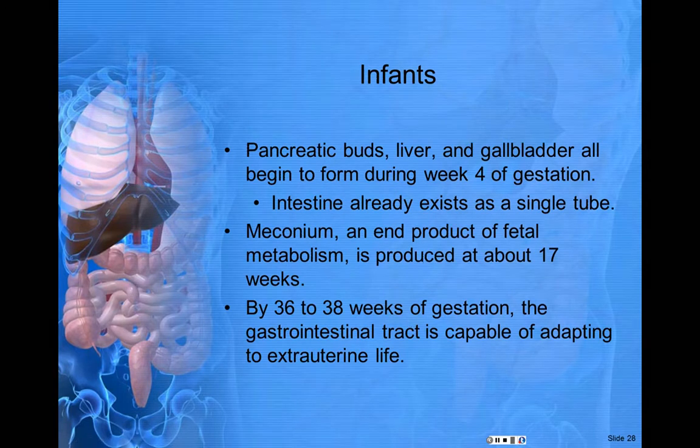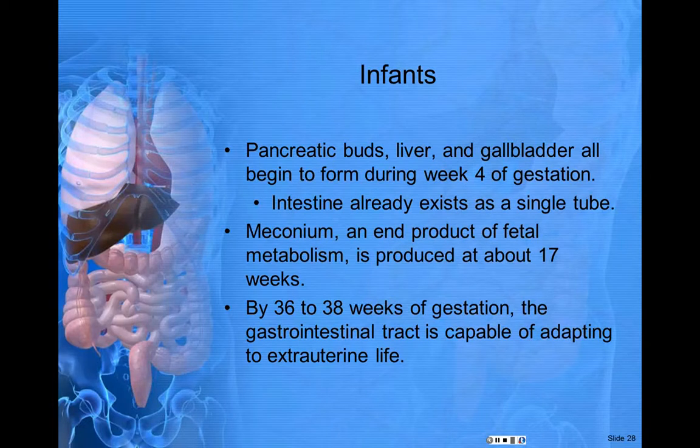In infants, we have pancreatic buds, liver, and gallbladder. They all begin to form during week 4 of gestation. The intestines already exist as a single tube. Meconium, an end product of fetal metabolism, is produced at about 17 weeks. By 36 to 38 weeks of gestation, the GI tract is capable of adapting to extrauterine life.